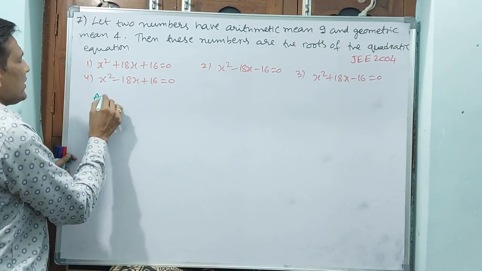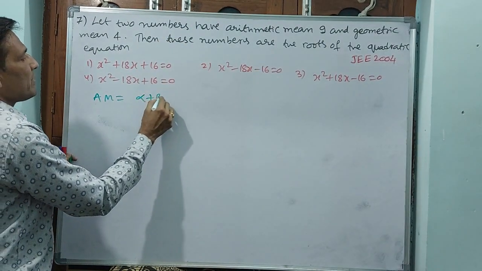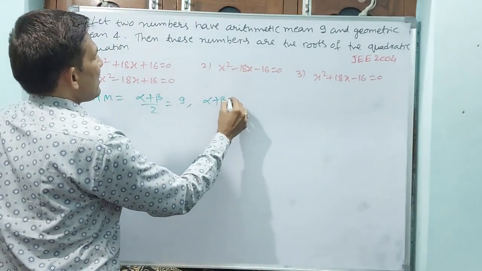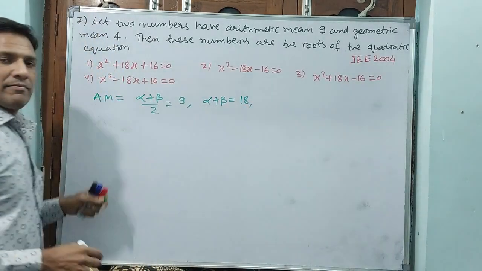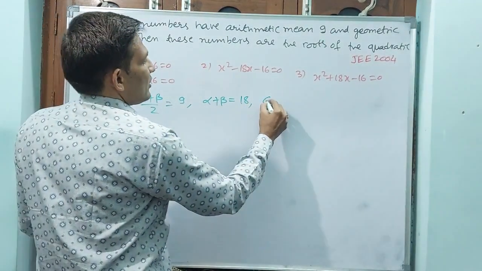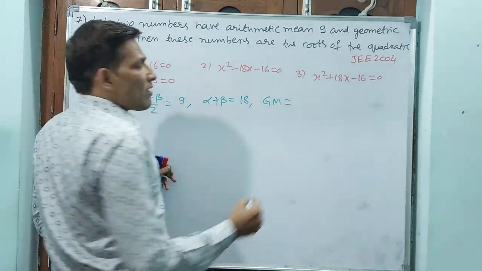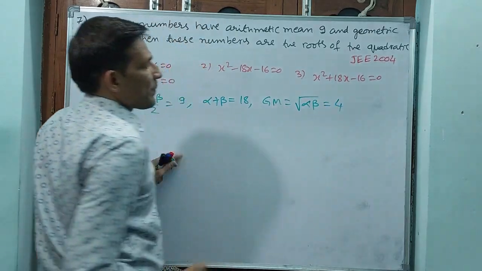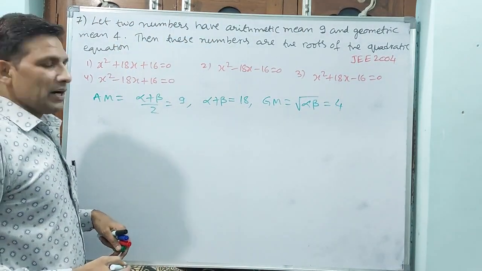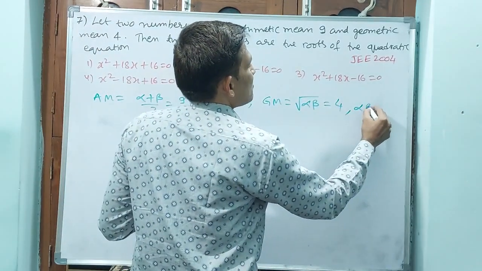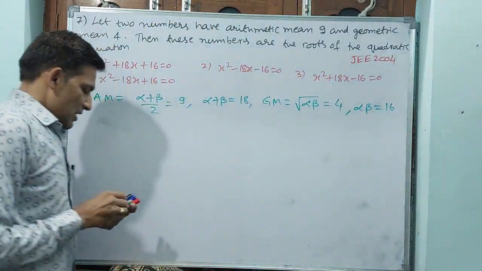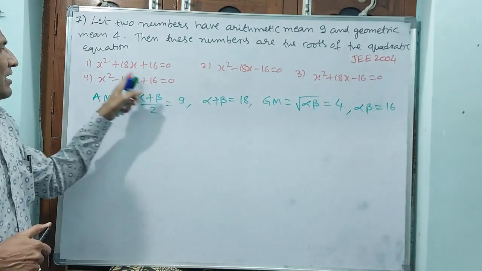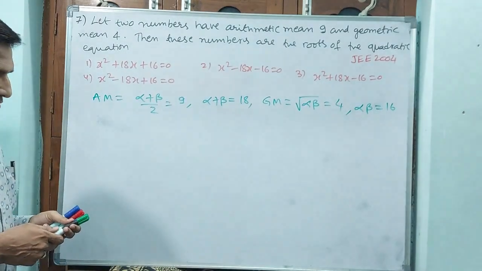You see what I am doing now? Arithmetic mean, AM is equal to alpha plus beta by 2. That is equal to 9. Or else we require alpha plus beta, that is equal to 18. Then geometric mean, GM is equal to square root of alpha beta. That is equal to 4. That means alpha beta is equal to 16. Now one by one you take equation and you see alpha plus beta should come 18, alpha into beta should come 16.